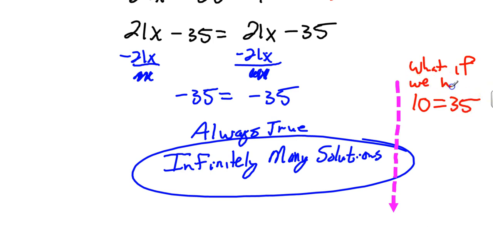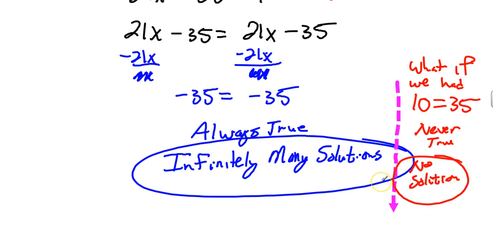Does 10 equal 35? Never, right? Well, unless you work for the government, then you fudge the numbers and make it work out. But in the real world, 10 doesn't equal 35. If that's never true, then that means you would have no solution.